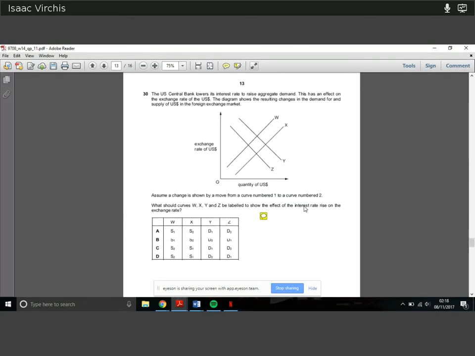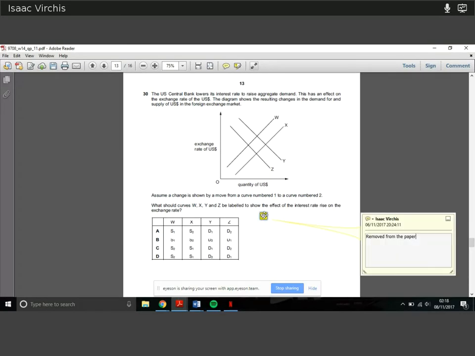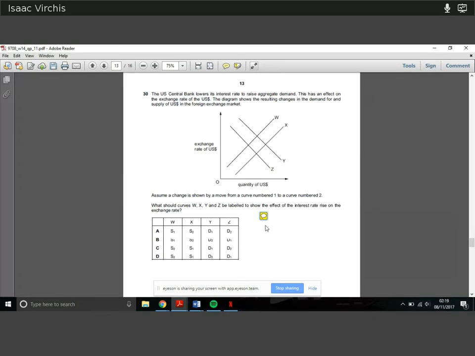Shouldn't be a problem. Final question in the paper. Well, in fact, as my note says, this question was removed from the paper. That can be for many reasons. There was actually no correct answer in this case, so I went through and couldn't see one that made sense. Don't do question 30. It's been removed from the paper, so don't worry if you didn't get a right answer there. There is a problem.